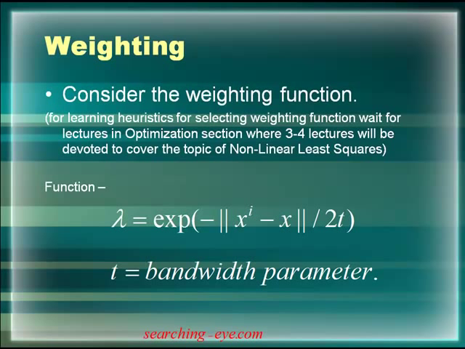Consider this weighting function lambda, which is exponential of minus the norm of xi minus x divided by 2t, where t is a bandwidth parameter. The weighting function looks like a Gaussian, but it has no relation with the Gaussian distribution. This xi is the point where you need to evaluate your hypothesis. So xi minus x is the distance of your instance from the point xi where you need to evaluate your hypothesis. This is the shape of your weighting function.